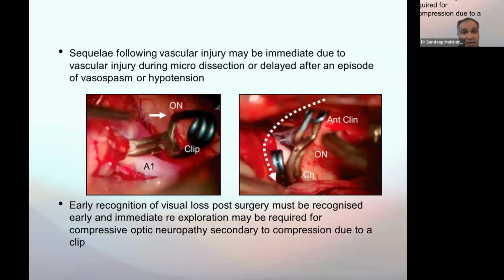Sequelae following vascular injury may be immediate, due to vascular injury during microdissection, or delayed after an episode of vasospasm or hypotension. This might happen. Vision loss after surgery must be recognized early, and immediate re-exploration may be required for compressive optic neuropathy secondary to compression due to the clip.